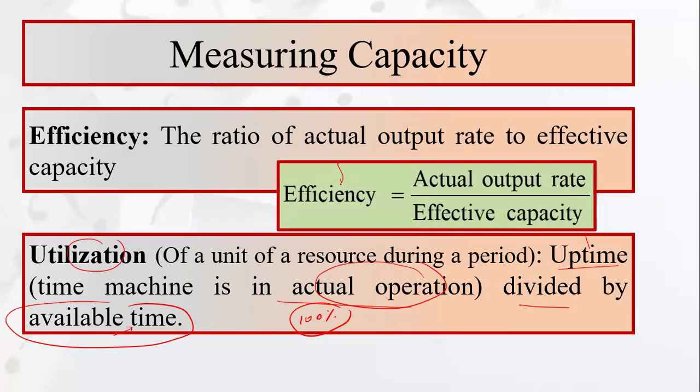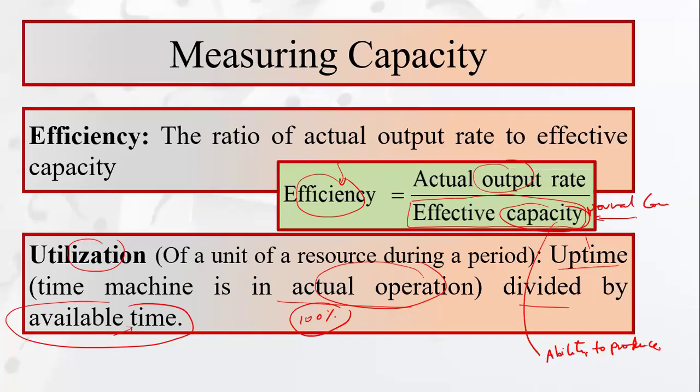Efficiency means cost effectiveness. So efficiency is about the actual output rate given the effective capacity. Effective capacity is the capacity under normal conditions. So capacity means ability to produce. What is the capacity? Can anyone define, please? Ability to produce. That is the capacity.